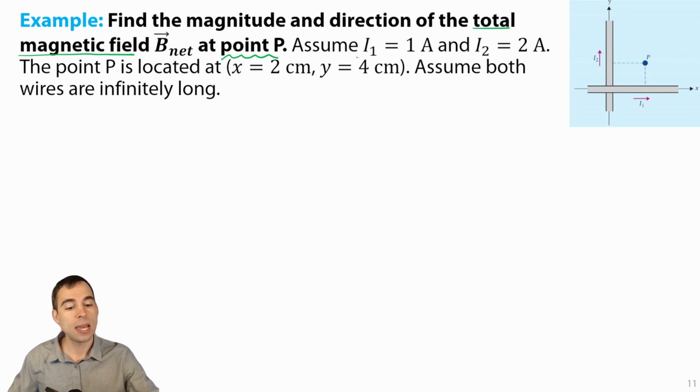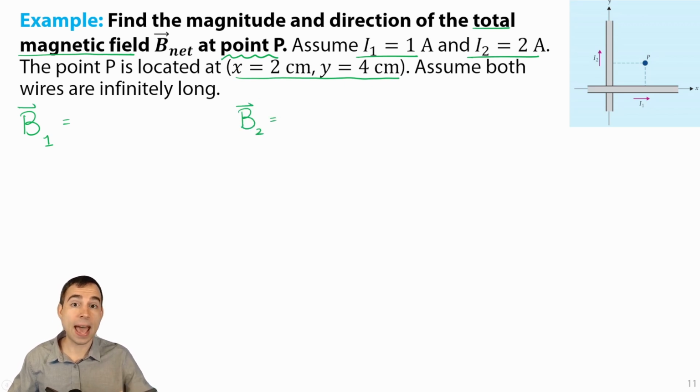If we assume that each current running through these wires is 1 amp and 2 amp respectively, and that we're looking at some position of interest at a location of (2, 4) measured in centimeters, we can calculate the magnetic field from each of these wires and add them together. That means that I'll want to calculate the magnetic field generated from wire 1 and the magnetic field generated from wire 2, thinking about what direction they point in, and then add those together to find the net magnetic field vector.